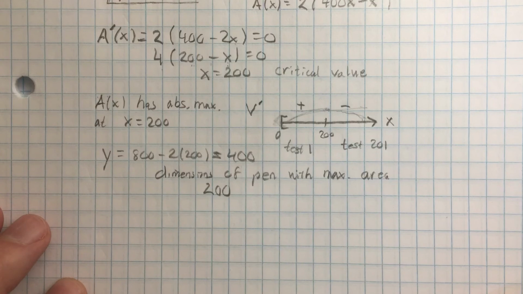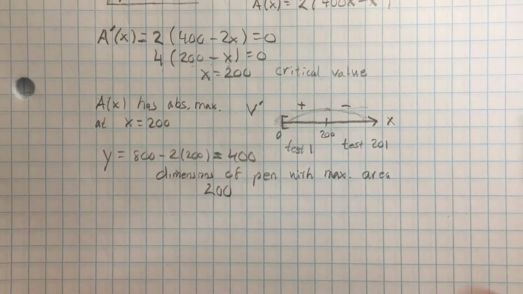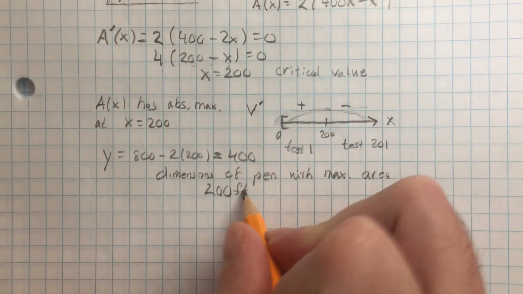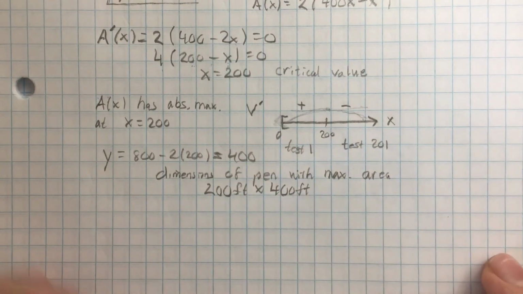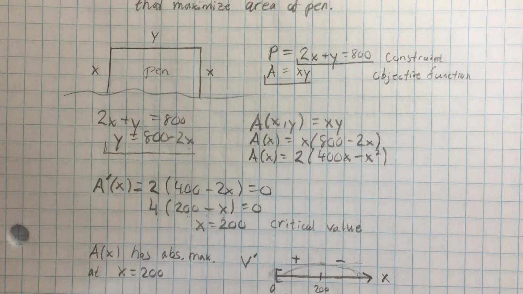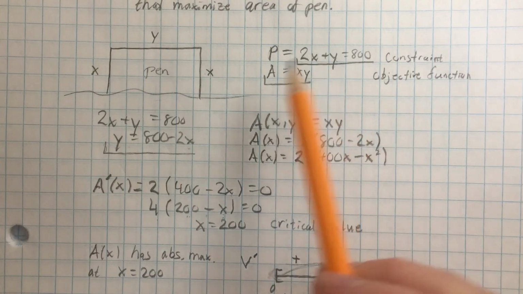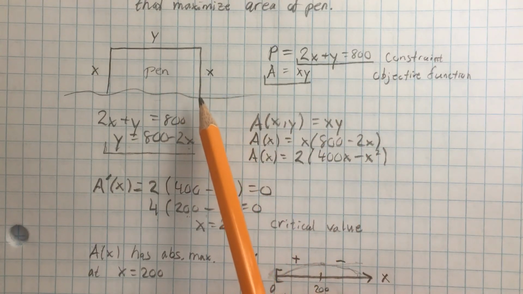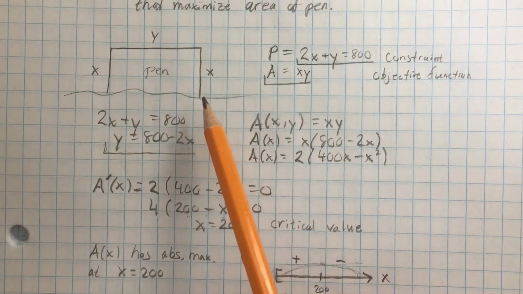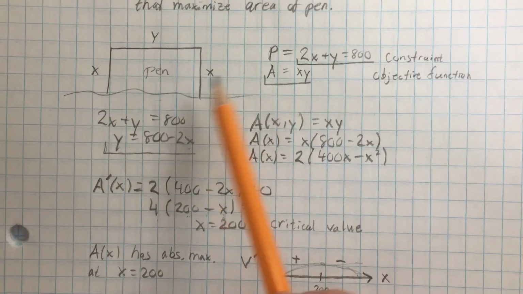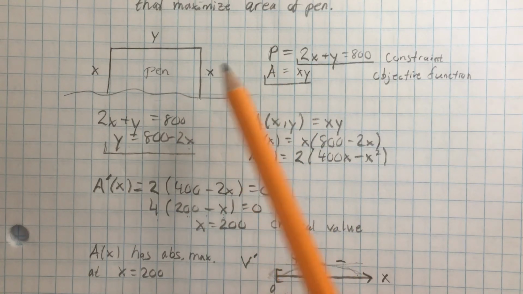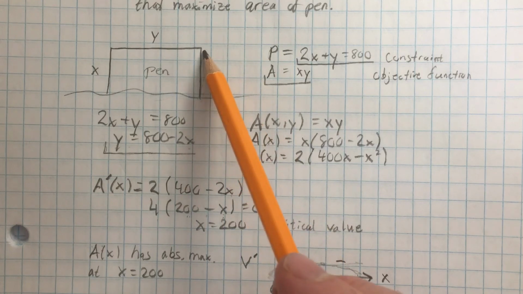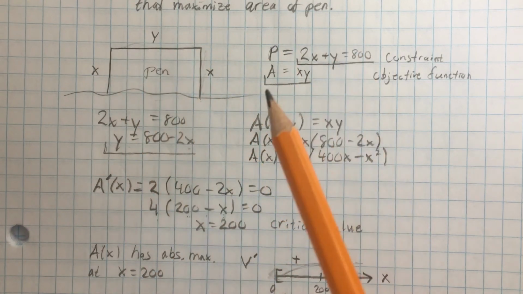So the dimensions should be 200 feet by 400 feet. So like I said at the beginning, this did not end up being a square. It wasn't that perfect equal length shape, right? But it ends up being a rectangle which is not a square. So it's a 200 for x, a 400 by y.